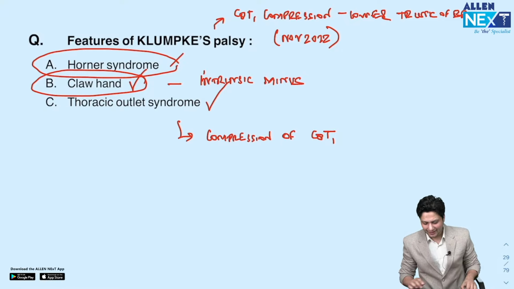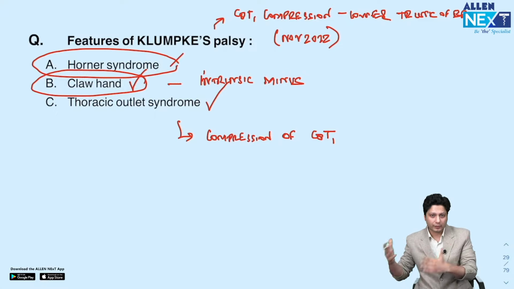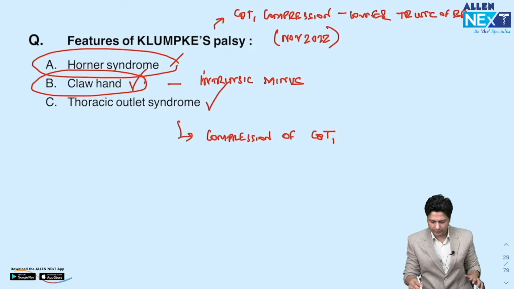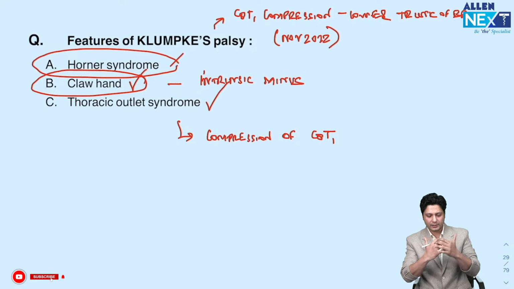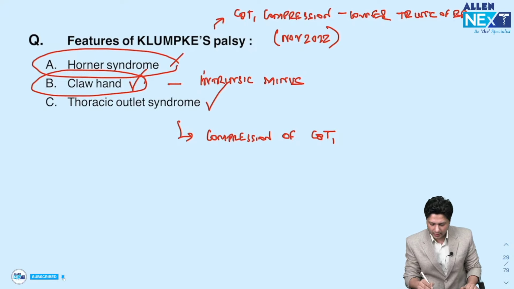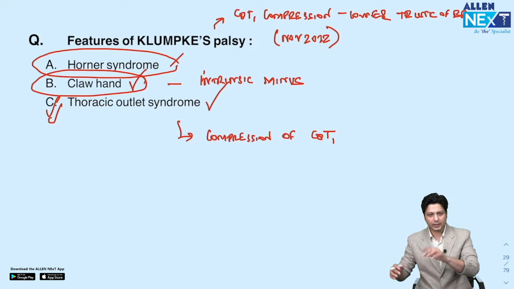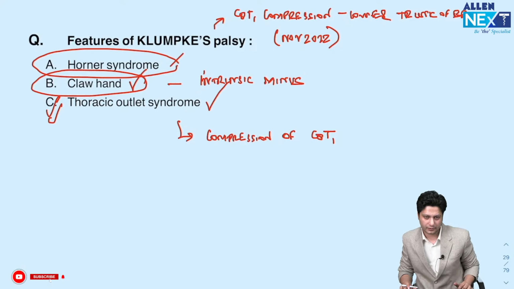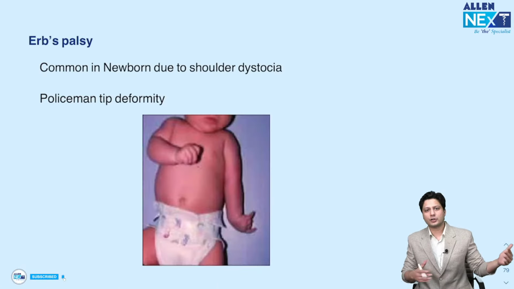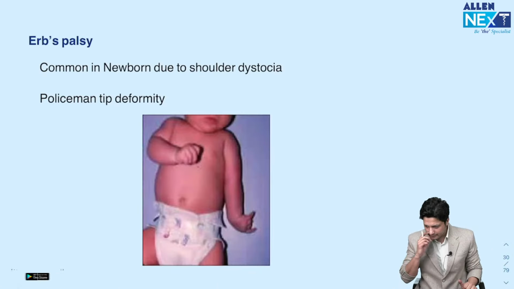So what we were talking about were the features of the Klumpke's palsy, and you know the claw hand is the extension of the metacarpophalangeal joint and flexion of the interphalangeal joint. Then we have thoracic outlet syndrome, where there is a compression of C8 and T1. So it is a feature of thoracic outlet syndrome. A Klumpke palsy related question was asked very recently.